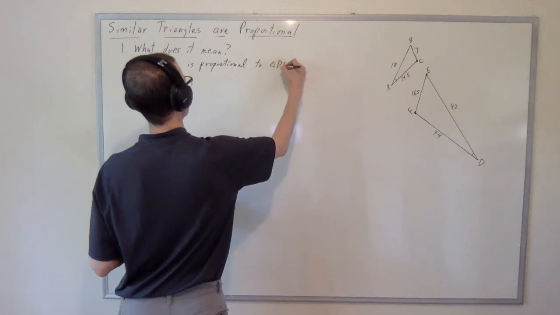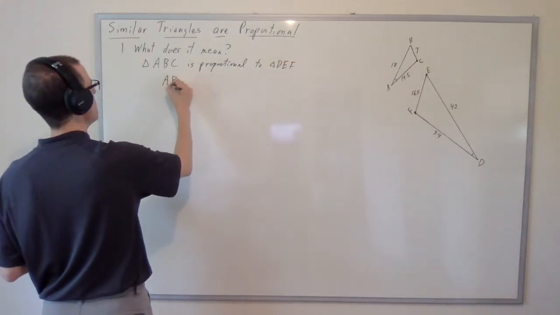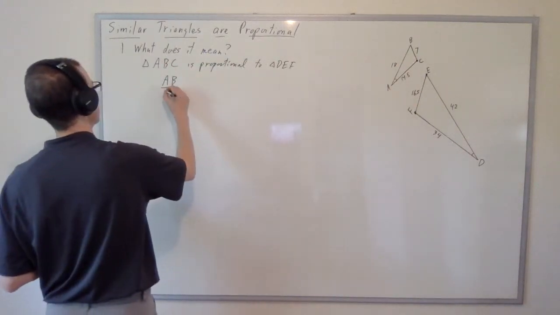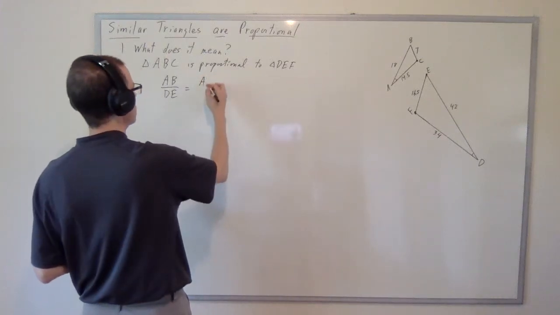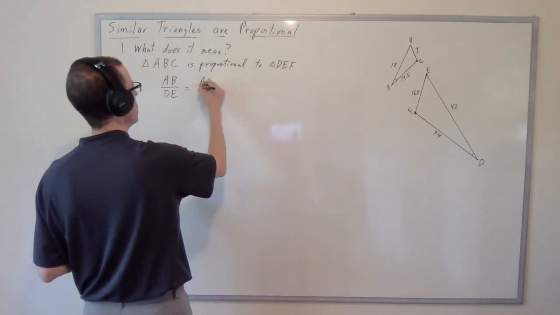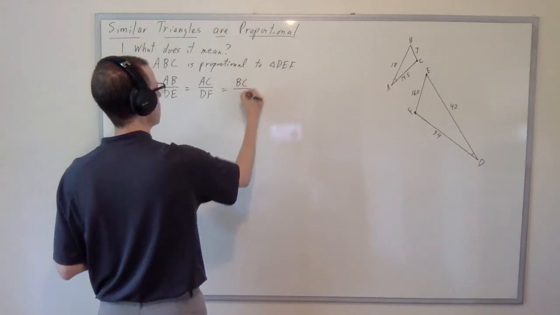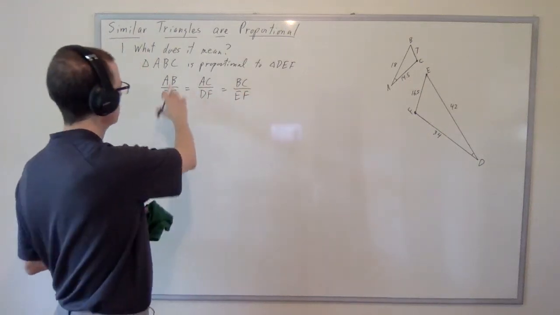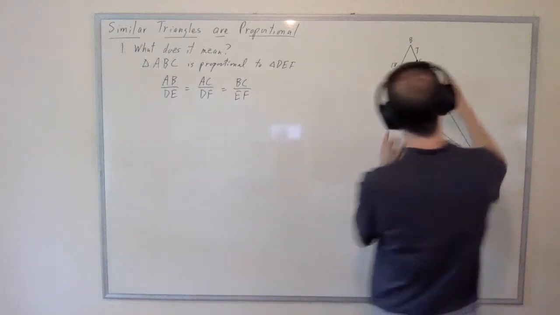to triangle DEF, one thing that this means is that AB, this length compared to the corresponding length DE, is equal to any other corresponding lengths. So AC compared to DF, or BC in ratio to EF. So notice these are all corresponding ratios. These are ratios across from one triangle to the next.